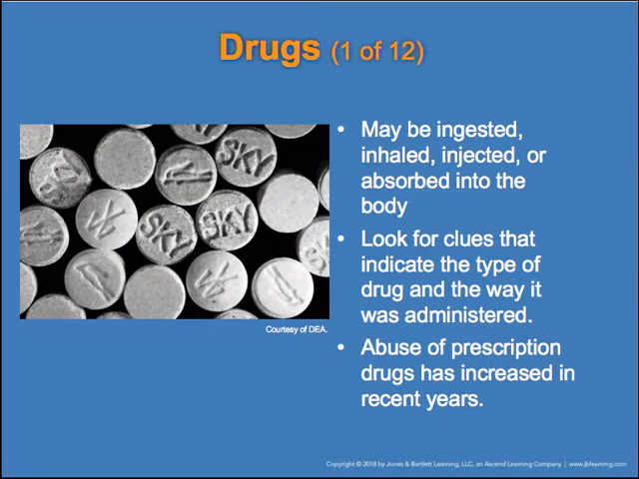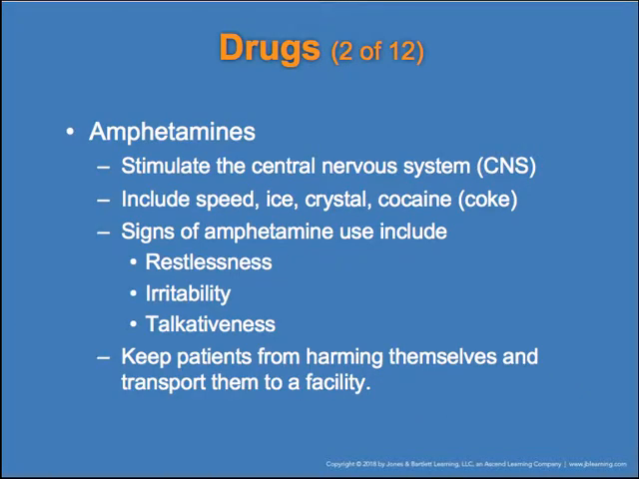Drugs may be ingested, injected, or absorbed. Look for clues to indicate the way the drug was administered. Abuse of prescription drugs has increased in recent years, and we need to just be aware of that.